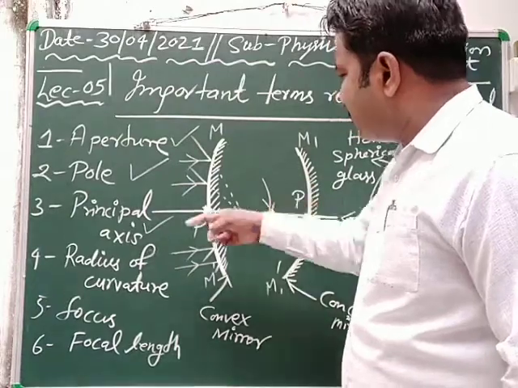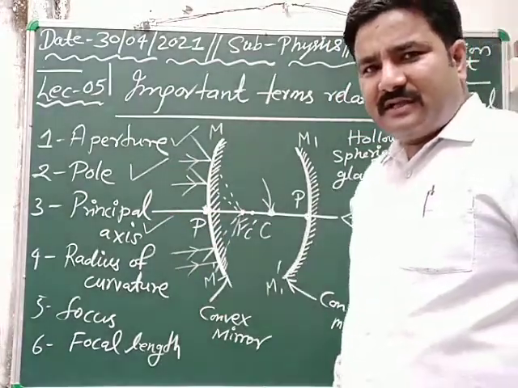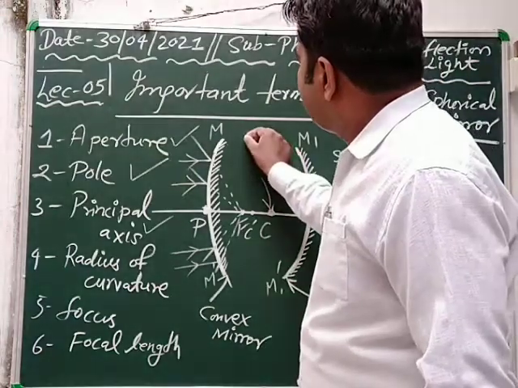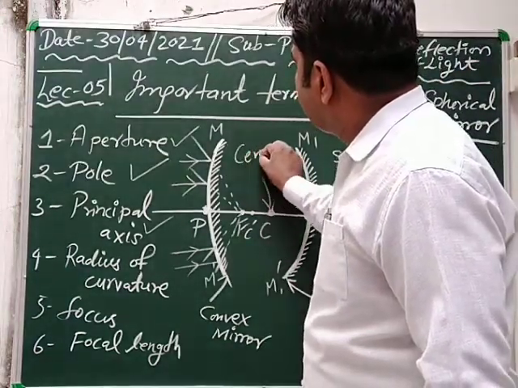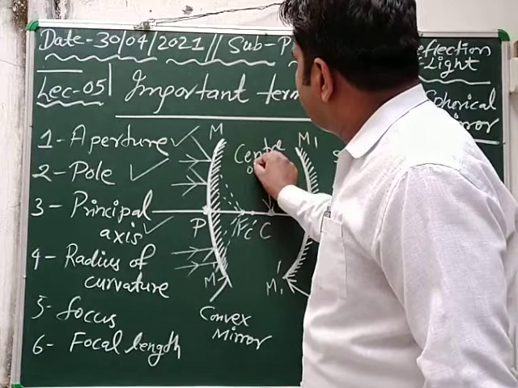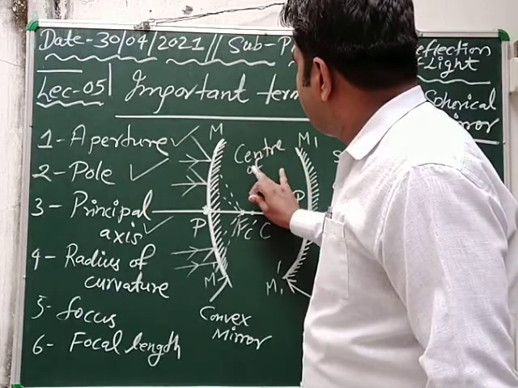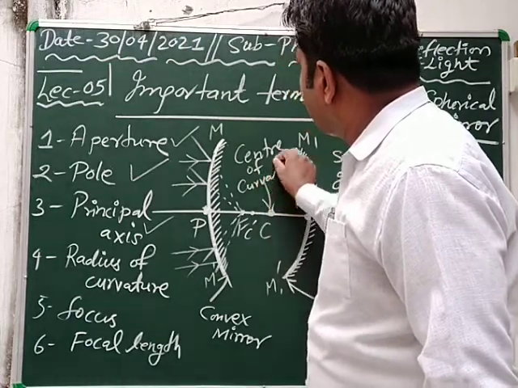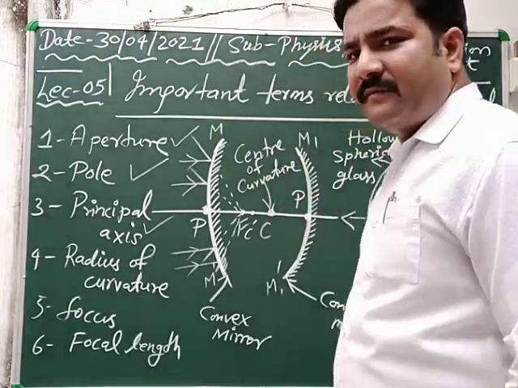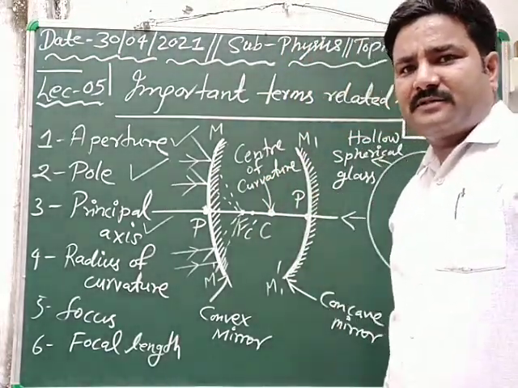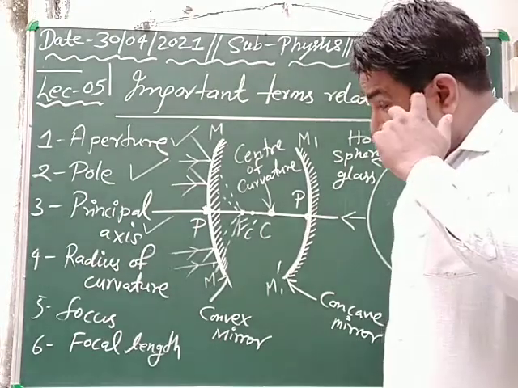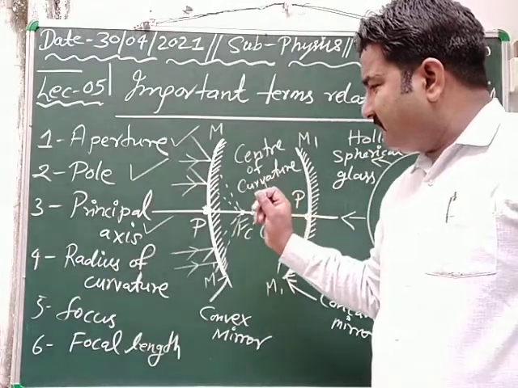I am just writing here because I forgot to write it at the earlier points, so you will write it separately. Center of curvature. Clear? Center of curvature.